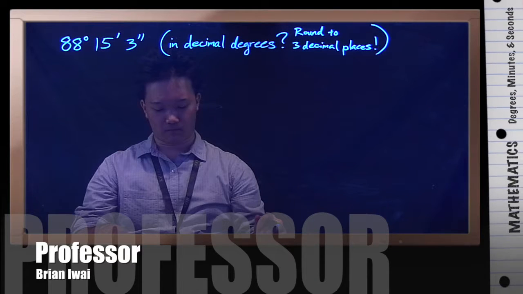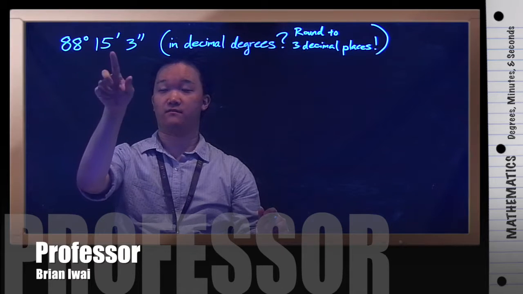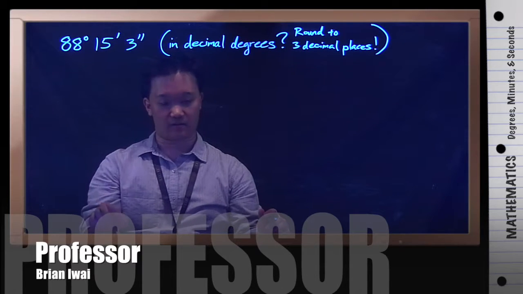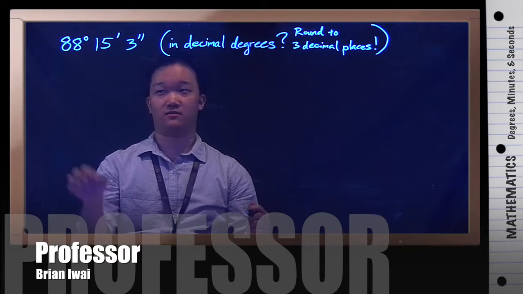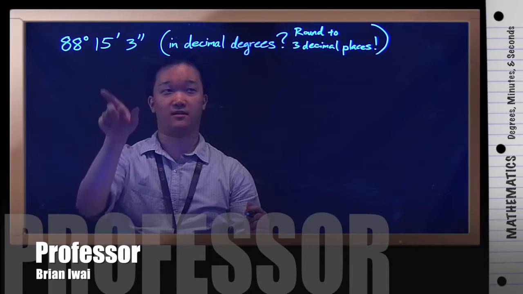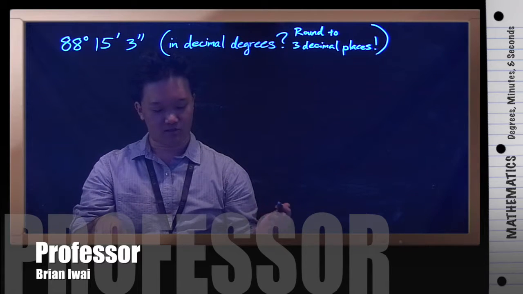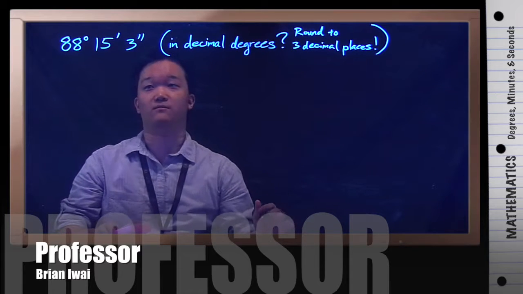So in this problem, we're going to be converting this angle of 88 degrees, 15 minutes, and 3 seconds into decimal degrees. Decimal degrees meaning just with decimals only, we're not going to use minutes and we're not going to use seconds. And it also says to round to 3 decimal places, so we need to be careful of that once we get to the final answer.